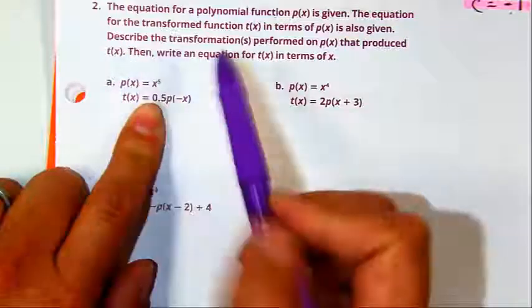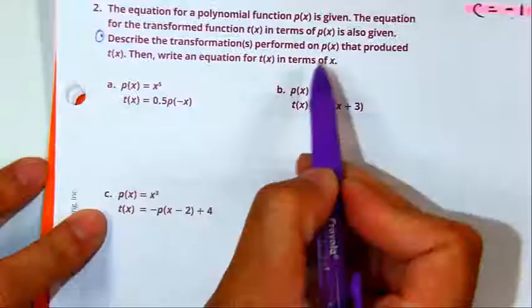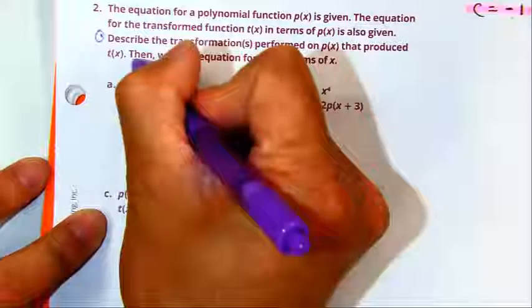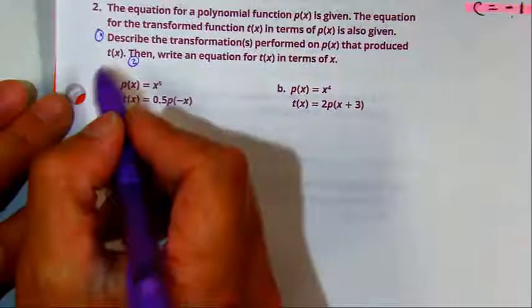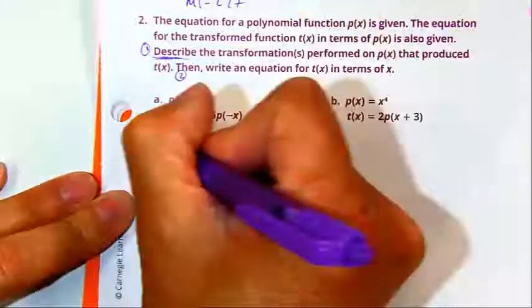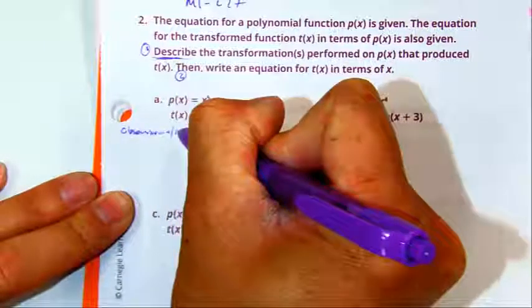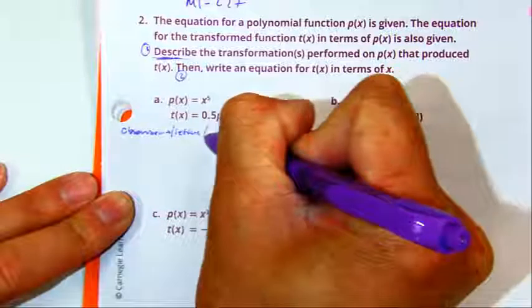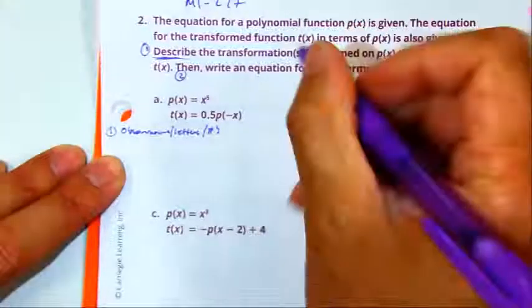Describe the transformation. So let's put a 1 right there. Describe the transformation performed on p of x that produced it. Then write an equation for t of x in terms of x. So this describing is something we've done before. We basically make some observations, and you make them with letters and numbers. So that's the first thing you're going to do. And the second one, we're going to do this substitution.